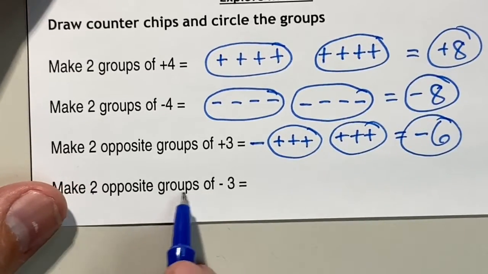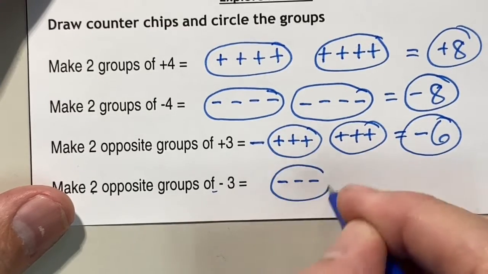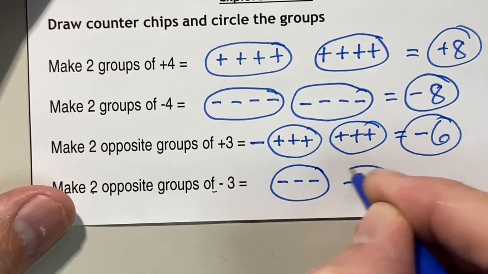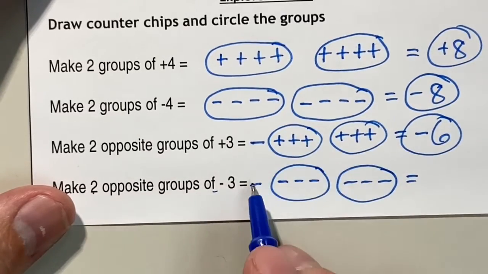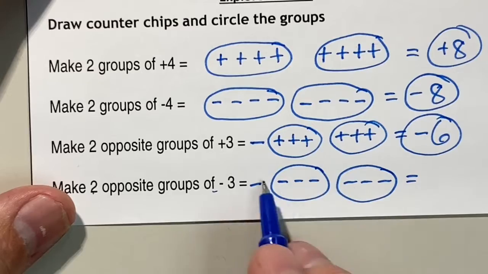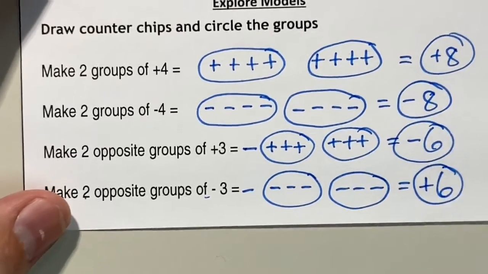And it says two opposite groups of negative 3. 1, 2, 3. 1, 2, 3. And then we put a negative on the outside, so the negative of these groups, the opposite of these groups, would be positive 6.